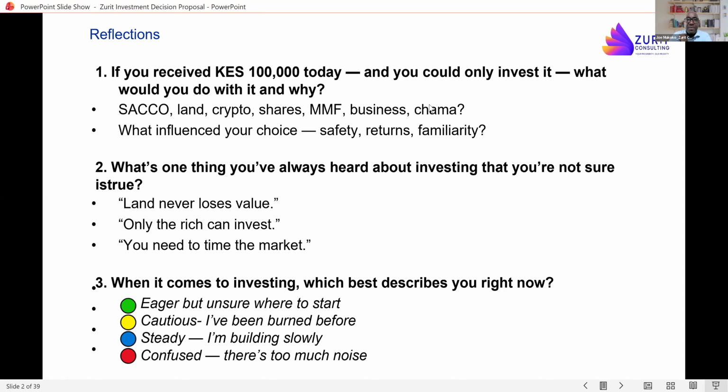Maybe Mantui, you can help me read the chat space. Yes, we have answers coming in: business, MMF, shares. Some of the organizations are listed, and then MMF, invest in Sacco, pay some debts and buy MMF, go on holiday and have some in MMF, land, business and shares, apply for a course, first settle my debts, then invest in my Sacco, holiday. So yeah, diverse answers, but clearly MMF is a popular one.